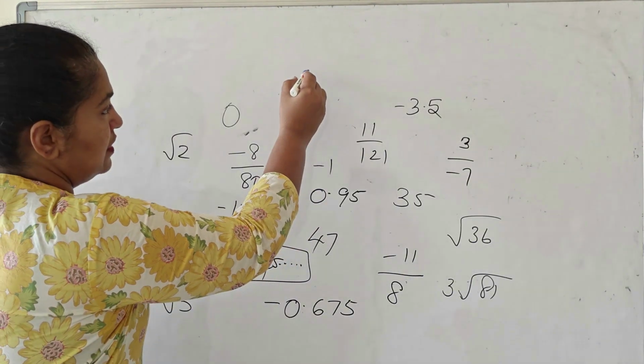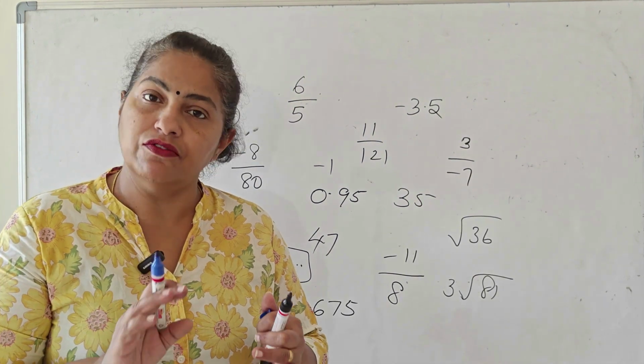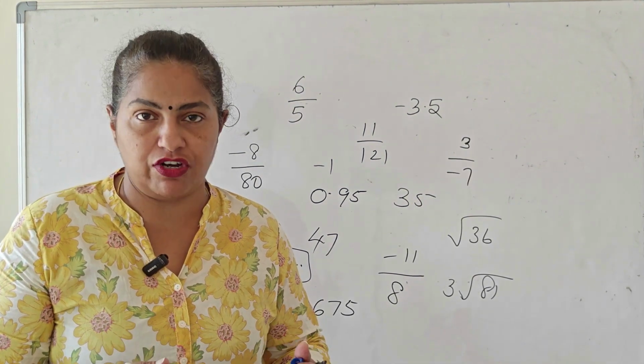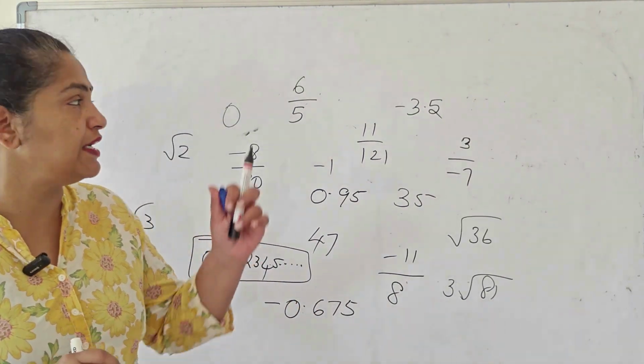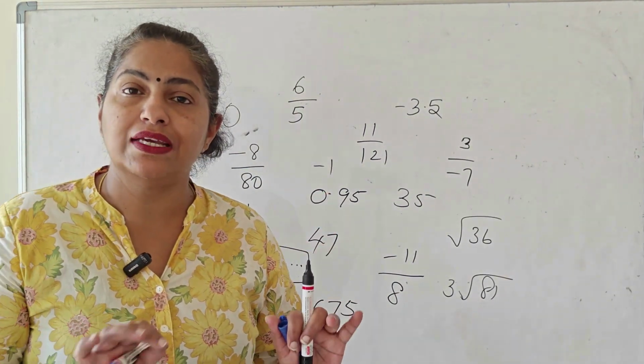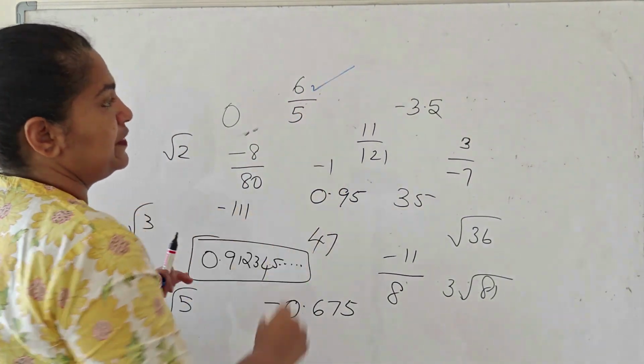So, 6 by 5. The numerator and denominator are integers. So, 6 by 5 is a rational number. Is it in the lowest form? Yes, it is in the lowest form. There are no more common factors between 6 and 5. So, therefore, it is in the standard form. Therefore, 6 by 5 is a rational number.